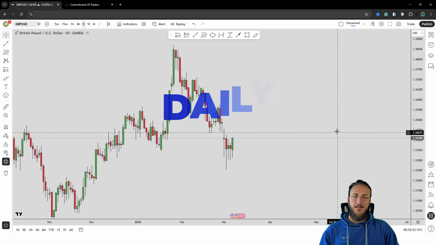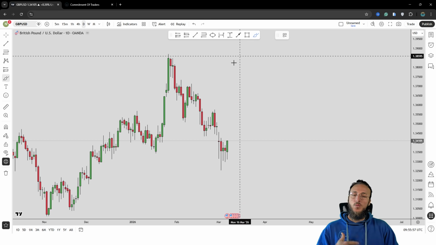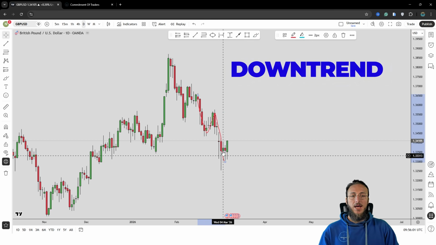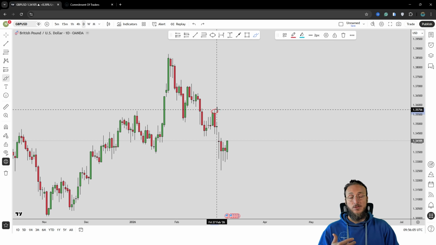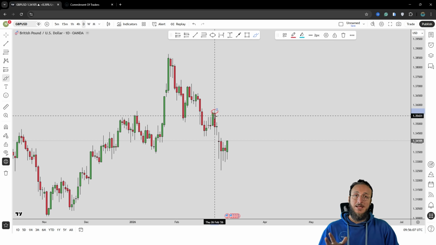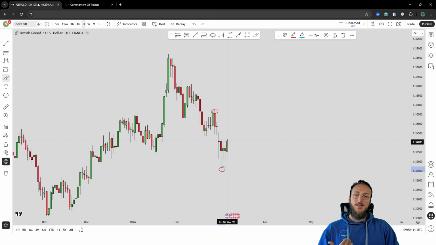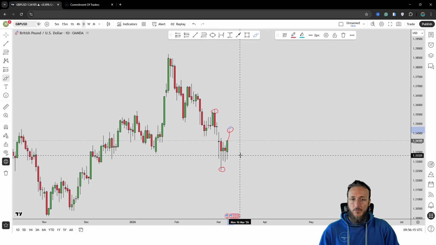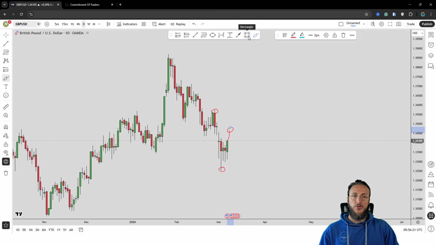Now, from a daily perspective, again, this bearish trend is even more clear. We can easily notice how the market is creating lower lows and lower highs. We have the last lower high created exactly at this zone. The last lower low created exactly at this zone. And the next lower high should be created around this area. Right now, why this area? Because this is exactly the previous support turn resistance.